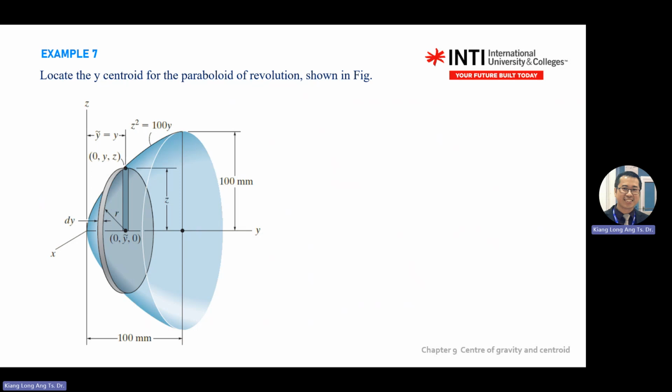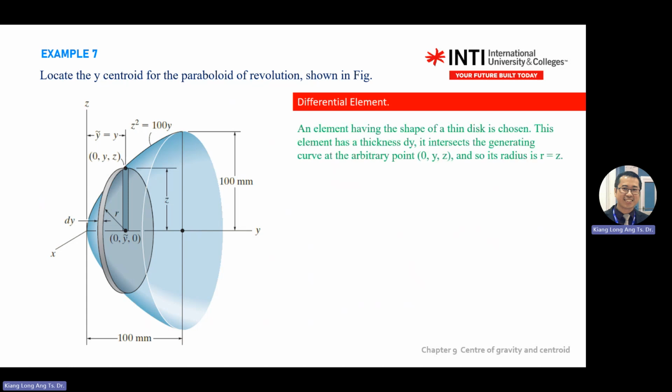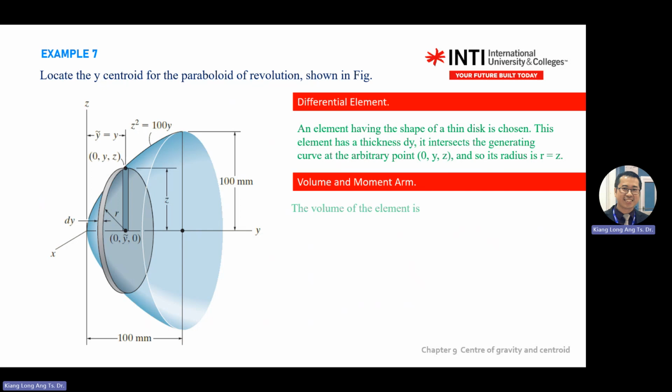Okay, the intersection point is at the two planes, which is y. So your x bar is 0, y bar, z bar is 0. You only have y. So you observe, first, still the same differential element. Where do you start to look at the element? So look at here. The radius is r. Usually for 3D, we will use r equal to z. Calculate the area. Then calculate the volume of that element.